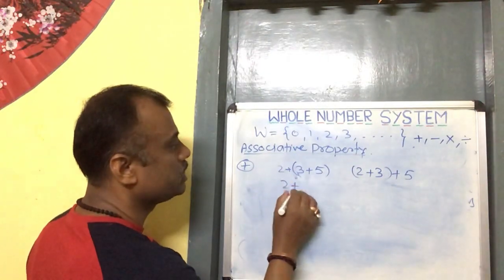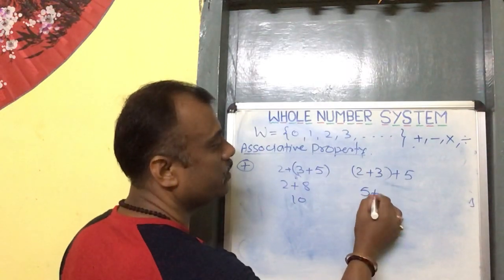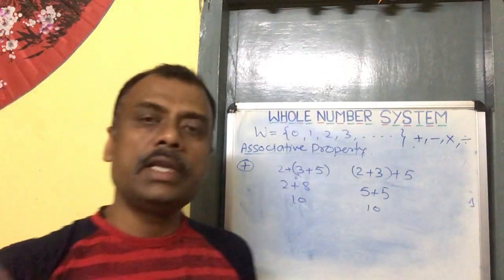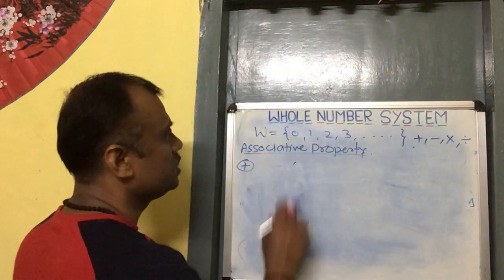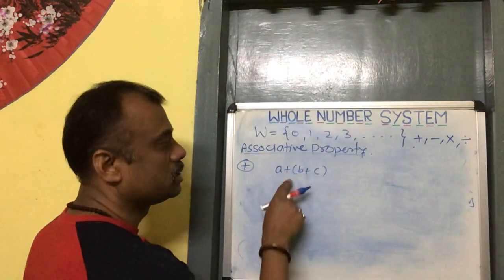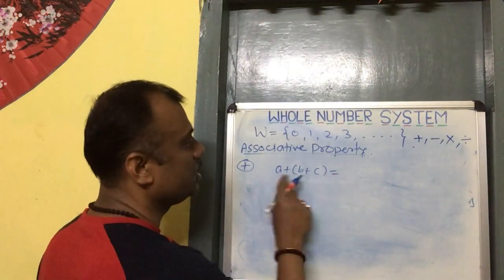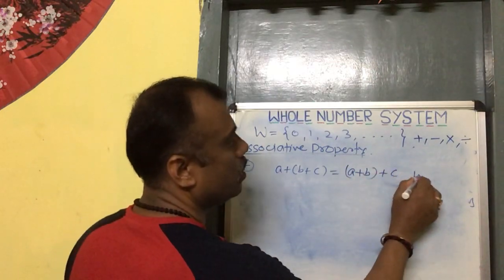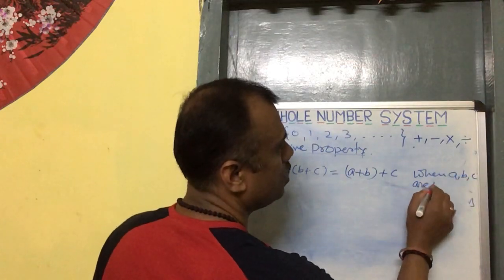So here 2 plus 8 will give you 10. Here 2 plus 3 will give you 5, and 5 plus 5 is 10. So in both ways you will get the same answer. If you take any three whole numbers, it is true for all whole numbers, where A, B, C are whole numbers, we can write it in this way or in this way, where A, B, C are whole numbers.